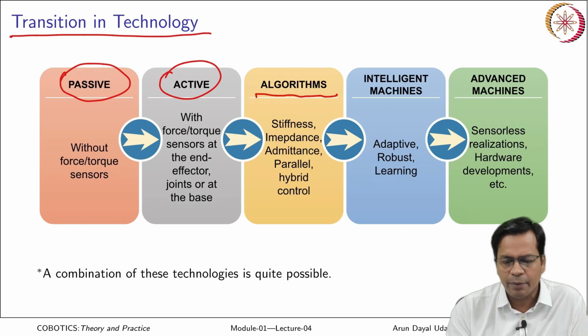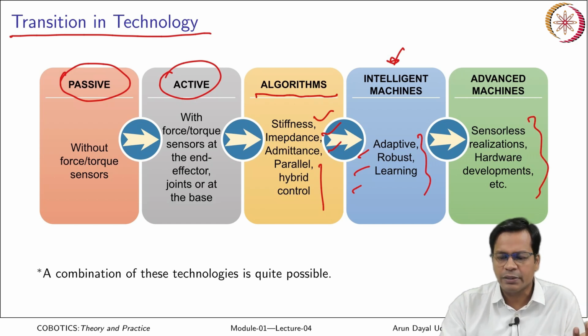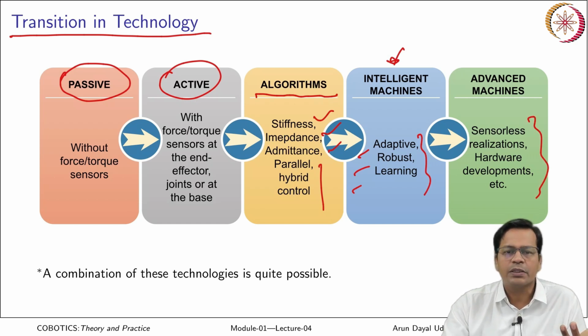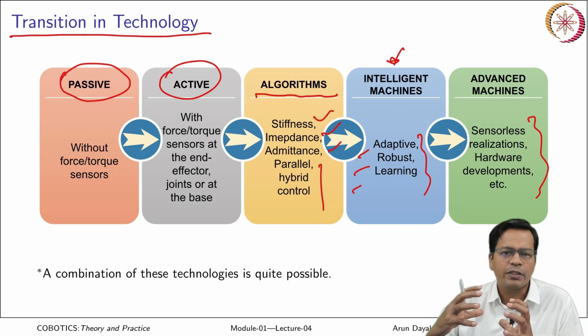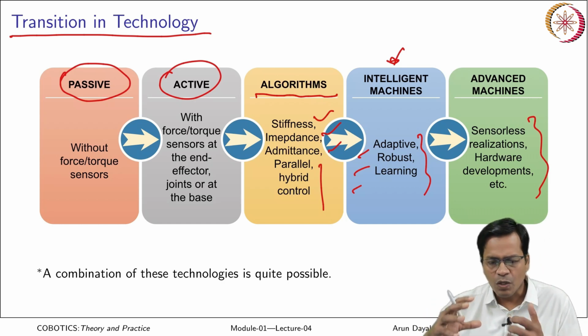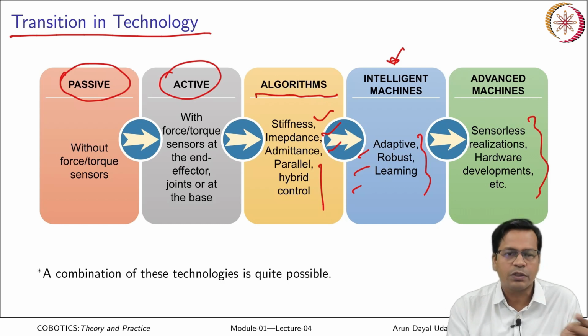Various algorithms came in with stiffness, impedance, admittance, and parallel hybrid force control was reported. And finally we started working with intelligent machines that used adaptive and robust learning based approaches, and now it is on sensorless realization, and hardware developments are becoming very popular now. They are trying to make things very compact and very much implementable for all these algorithms which were there.